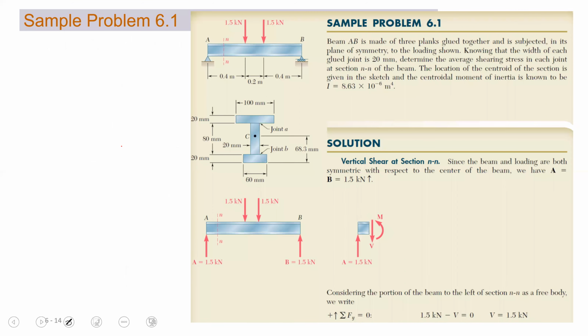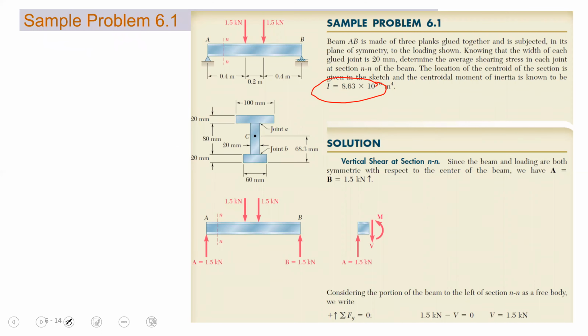So here we are going to solve problem 6.1. We will quickly go through this, there is nothing more than it. I is given to you. What you need to calculate is just the shear force, right? V, that is V, right? These are the different sorts of loadings.